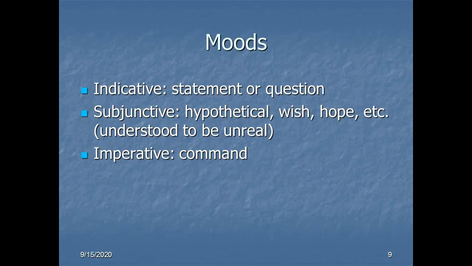The indicative is what we use when we're making a statement or asking a question, when we're saying something that is either assumed in context to be true or to be represented as true, for example, if we're telling a lie or writing fiction, or when we're asking a question because we want to find out what is true. This is the mood we use most of the time.